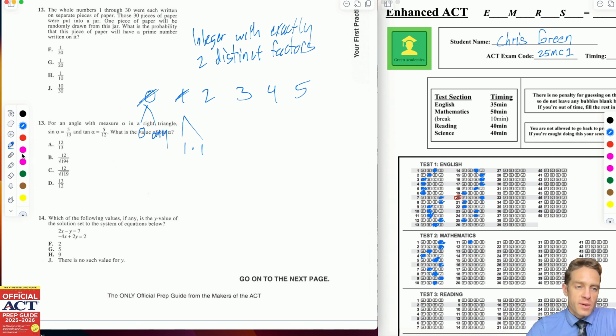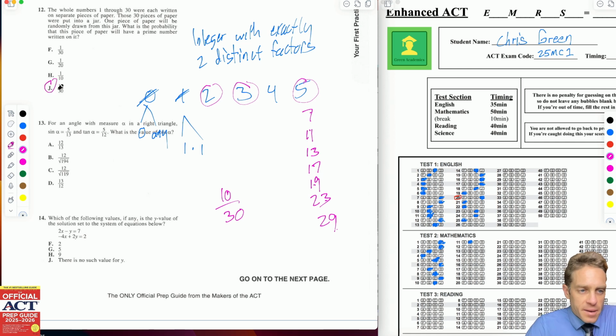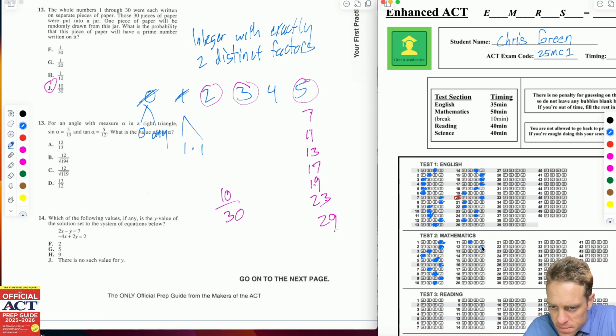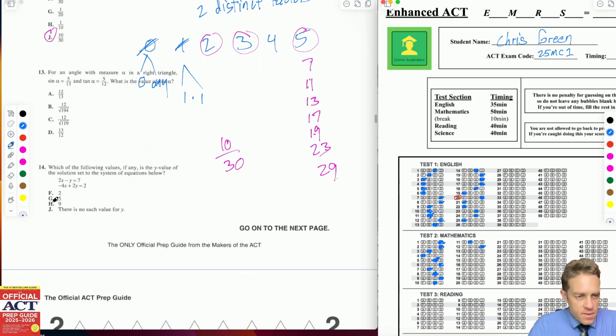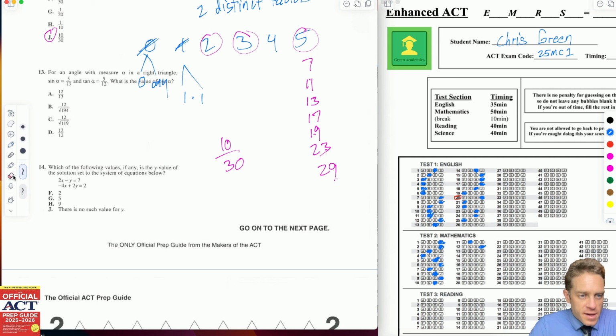The smallest prime number is 2. So 2, 3, 5, 7, 11, 13, 17, 19, 23, and 29. So that's 10 out of 30, which is J. Let me erase this for clarity's sake.